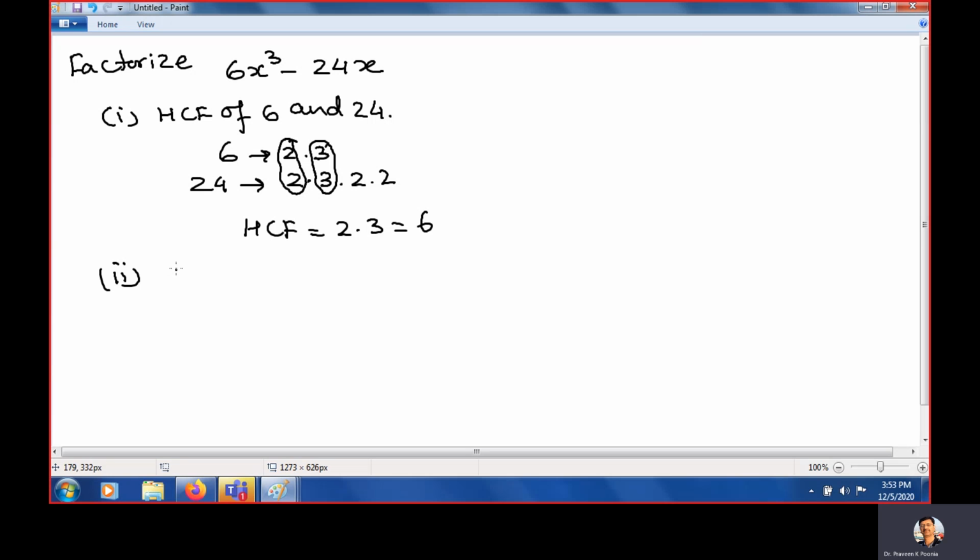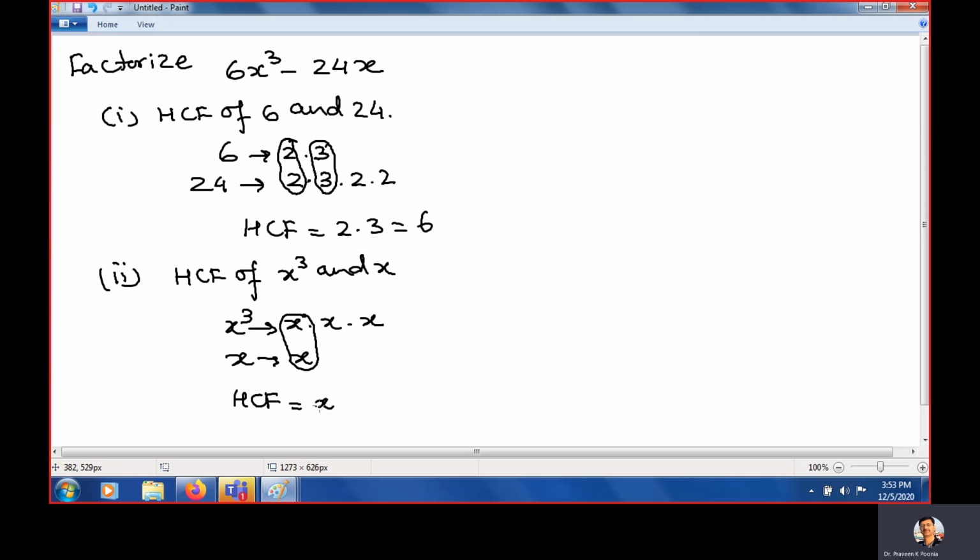Now find the HCF of x power 3 and x. So x is the HCF. I am telling you directly, the smaller term. So x power 3 may be written as x times x times x, and x may be written as x. So the HCF is equal to x. So what is the combined HCF? The combined HCF is 6 into x, 6x. So 6x power 3 minus 24x.